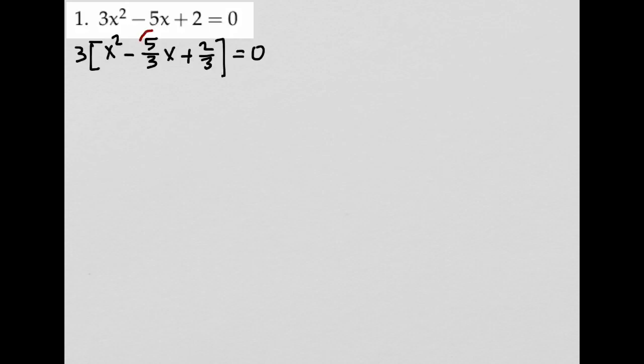Next, I'm going to look at 5 over 3. I'm going to multiply it by 1/2 and square the result. So, I'm going to do this on the side. 5 over 3 times 1/2, that is 5 over 6. And squaring 5 over 6 gives 25 over 36. So I'm going to add and subtract 25 over 36 on the left-hand side.